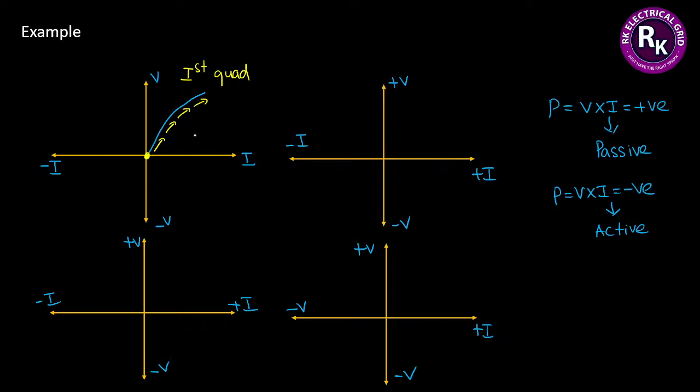We all know in the first quadrant, this is the x-axis. The value of current is positive in the first quadrant. In the y-axis, the value of voltage is also positive in the first quadrant. If you estimate the power, it is the product of positive voltage into positive current. So what is the conclusion? Resultant, we are going to get positive power.